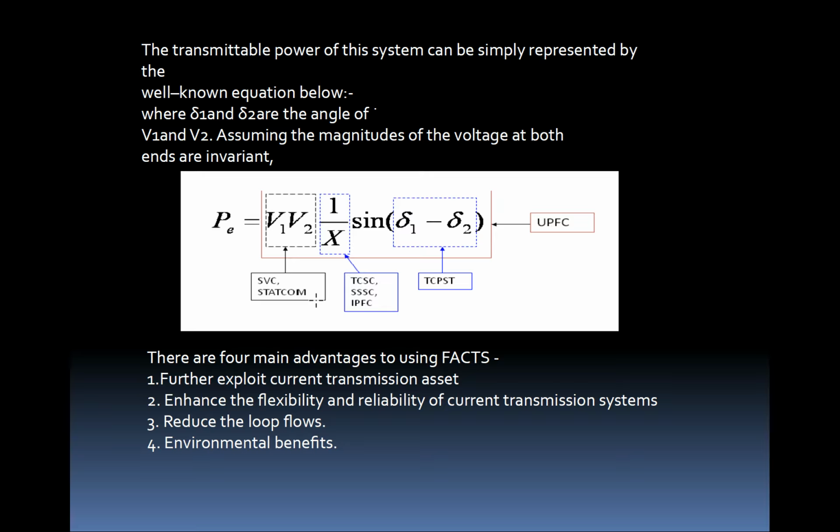Next, it enhances the flexibility and reliability of current transmission systems. We know that the current transmission system is our backbone. Therefore, we need to maintain it at the minimum level. Okay, we want to reduce loop flows, and also it has some environmental benefits.